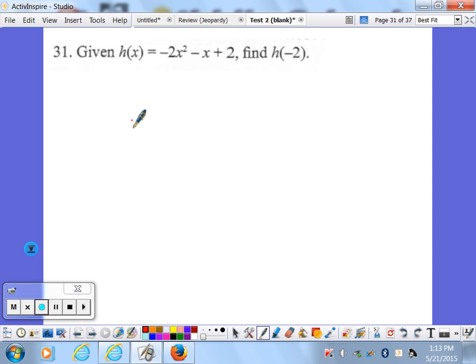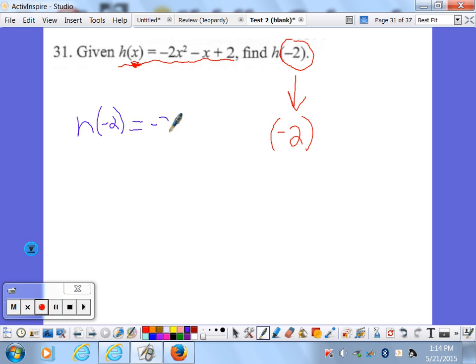Number 31. All right, so we are given a function rule here, and it says to find h of negative 2. So they are replacing the x with negative 2. So that simply means that I'm going to replace negative 2 everywhere I see x in this function. It is so important for this one that you make sure you plug in negative 2 in parentheses everywhere you see x. So it should look something like this. Okay, wherever I see x, I'm being sure to plug in negative 2 in parentheses.